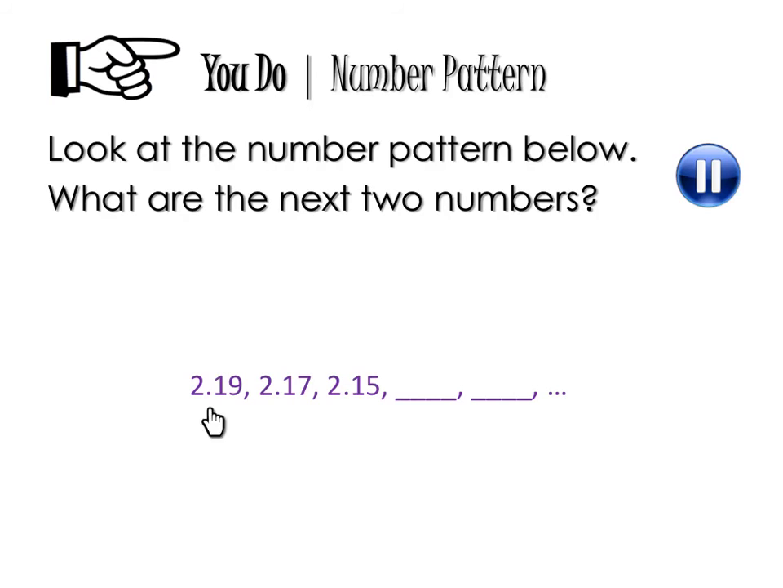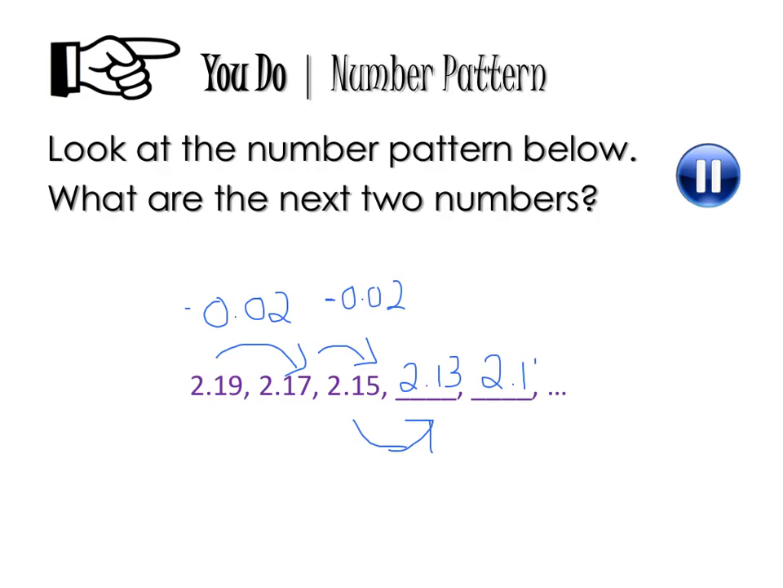So first you should notice that the numbers are getting smaller. So this is a decreasing pattern. But no difference. Let's try it. 2.19 to 2.17, it is a decrease of 0.02. And likewise, 2.17 to 2.15 is also a decrease of 0.02. So that means that from 2.15 down to the next number, it's a decrease of 0.02. So 2.15, I move down by 0.02 or 2/100. That will give me 2.13. And then the next number will be 2.11.